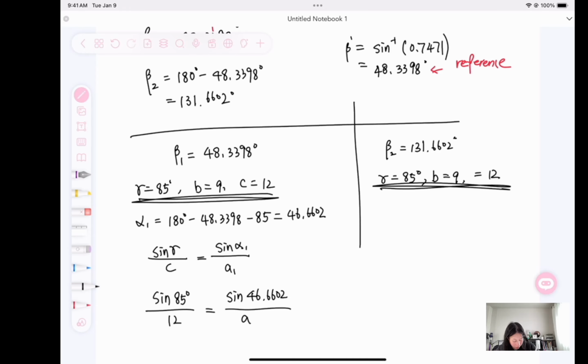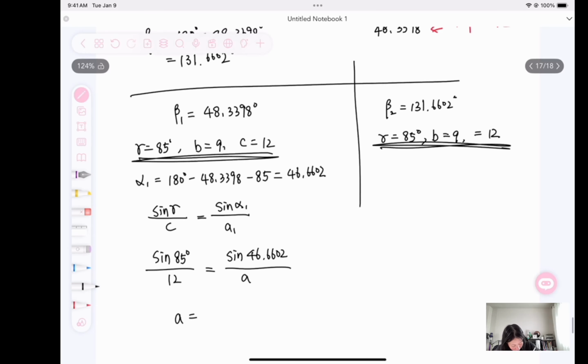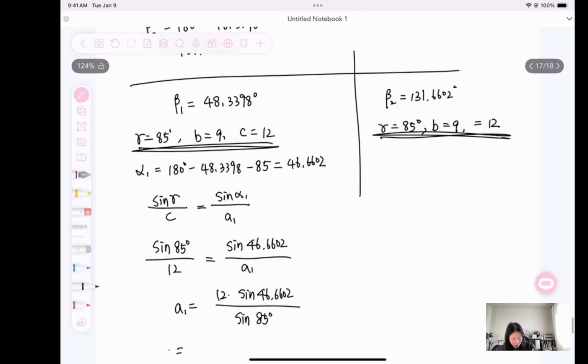So sine gamma, 18.5 degrees, over 12 equals sine 146.6602 degrees over a, and then the first possible a is 12 times sine 146.6602 over sine 18.5 degrees. All right, let me calculate that in decimals. What I found, a is equal to 8.7609.